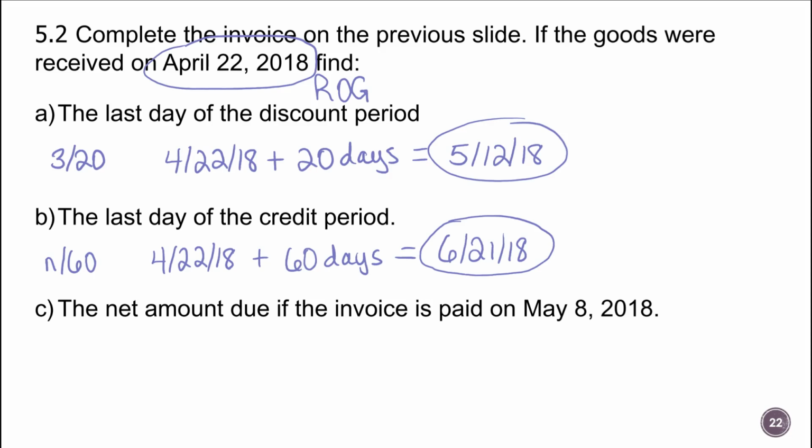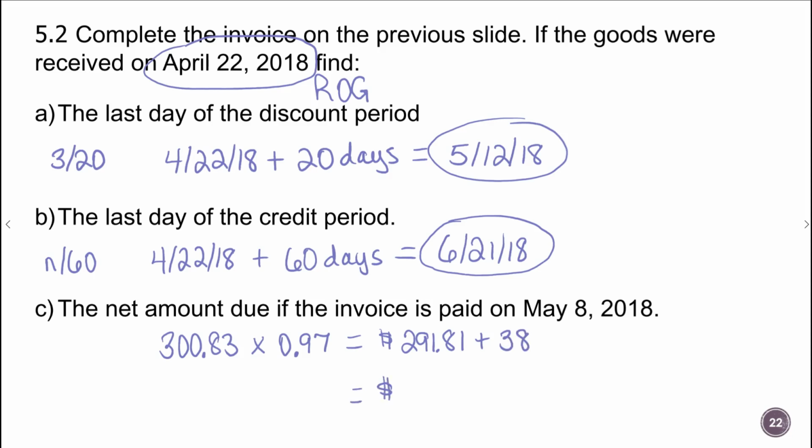The net amount due if the invoice is paid on May 8th. And so May 8th, let's think about this. Oh, that's in the discount period, you see, because the end of discount is May 12th. So we're going to take our $300 from the invoice, right? This was our subtotal, and multiply it by 0.97, because remember we get a 3% discount because we're paying within the discount period, and that is $291.81. And then we add back on the shipping.